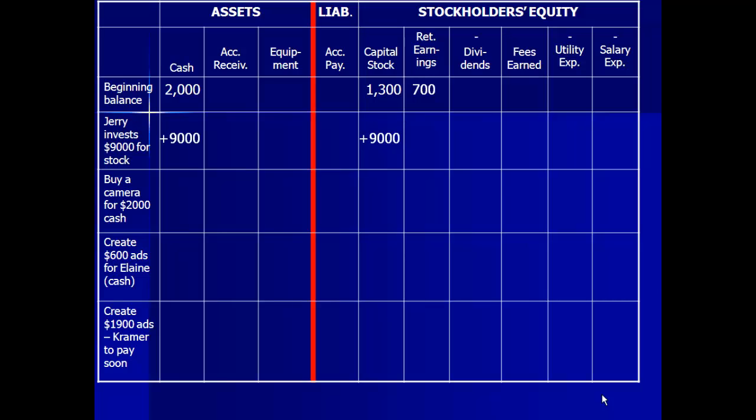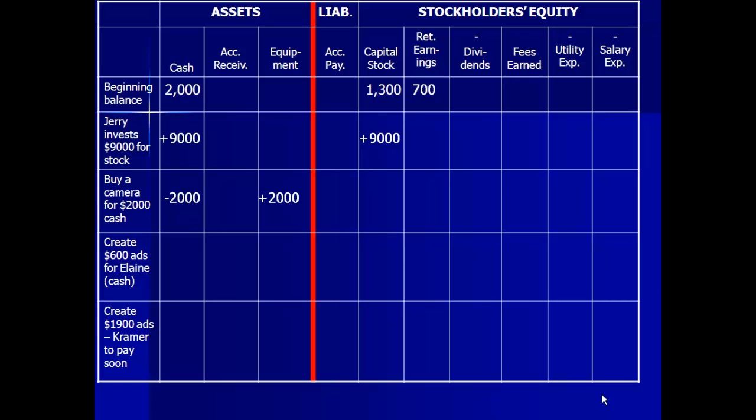The next one, I buy a camera and I pay $2,000 cash for it. What do I have less of? Less cash. Let's put minus 2,000 under the cash column. What do I have more of? Equipment. Let's put plus 2,000 under the equipment column. So notice on the left side of that equation, I have minus 2,000 and plus 2,000. In other words, A equals 0, right? 0 on the left, 0 on the right. Do I still balance? I do.